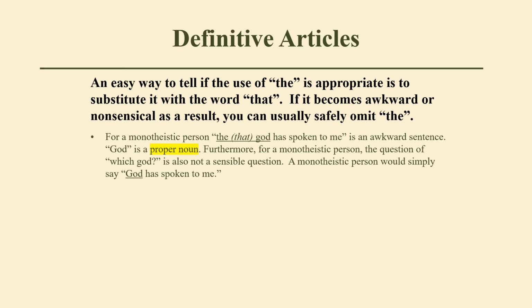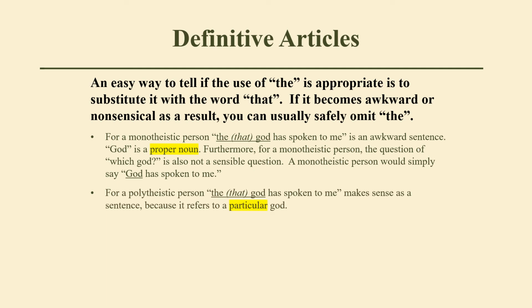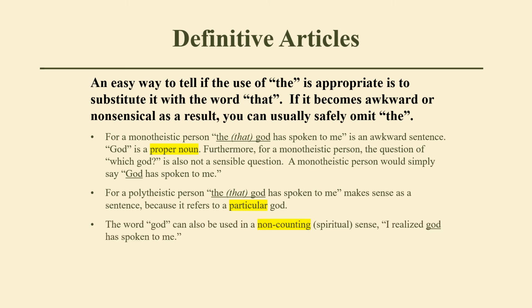God is a proper noun. Furthermore, for a monotheistic person, the question of which God is also not a sensible question. A monotheistic person will simply say, God has spoken to me. For a polytheistic person, the God has spoken to me makes sense as a sentence because it refers to a particular God. The word God can also be used in a non-counting spiritual sense.